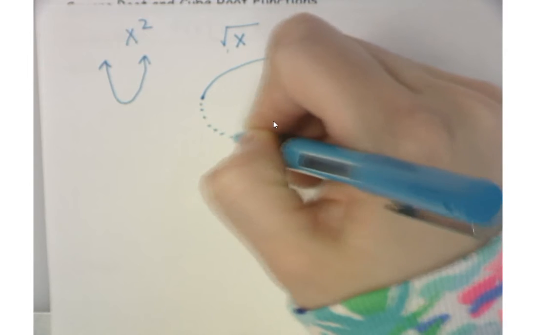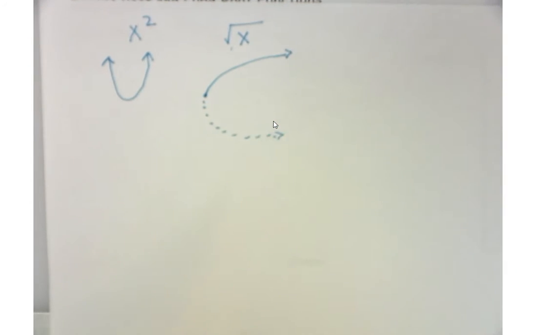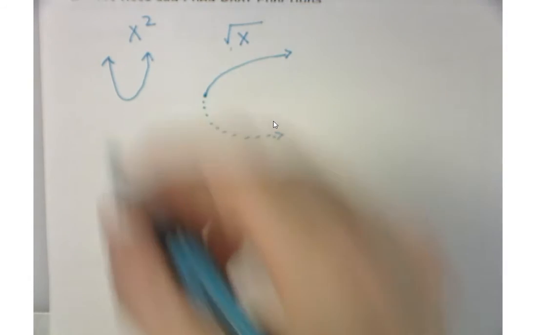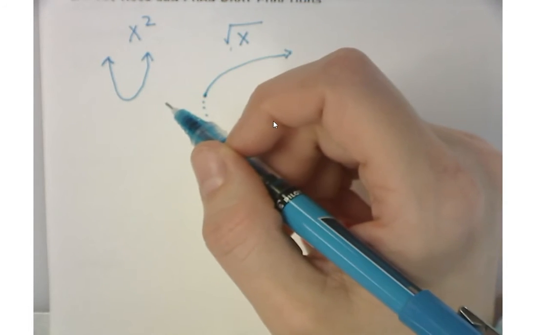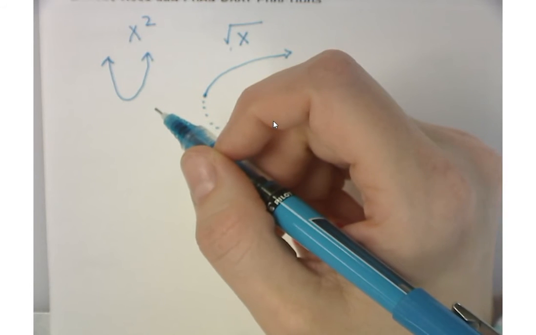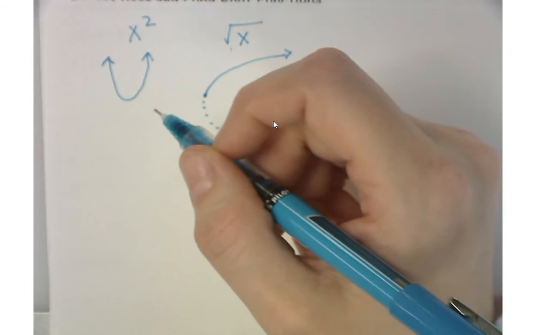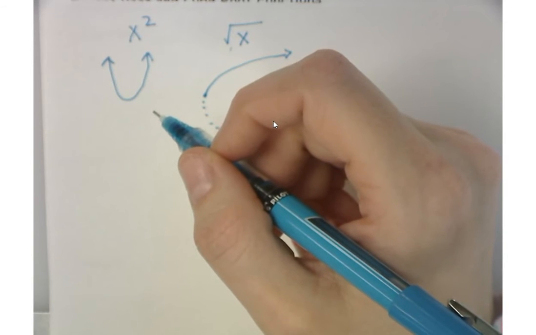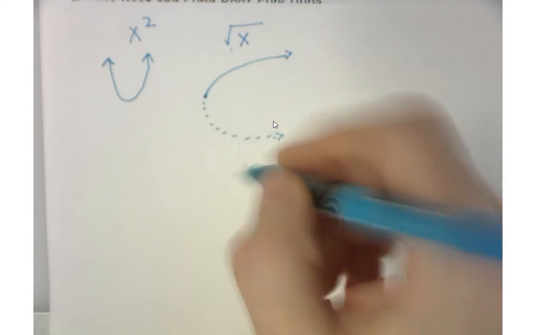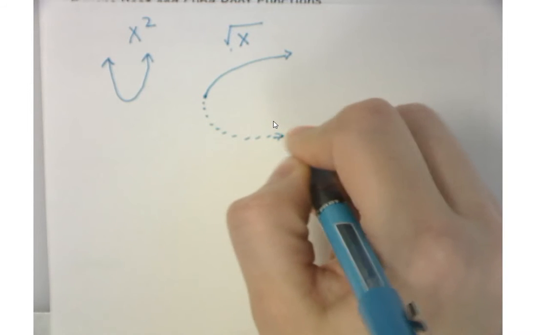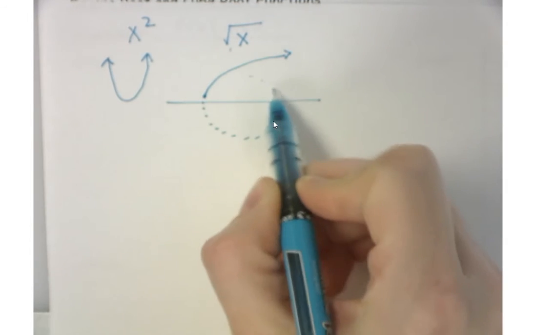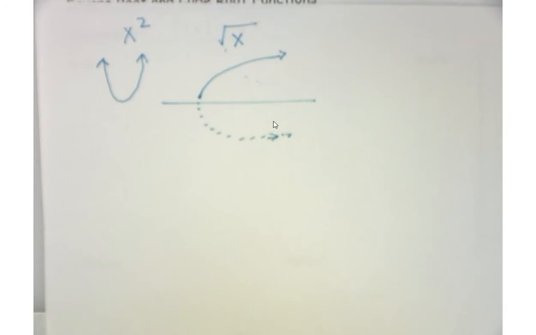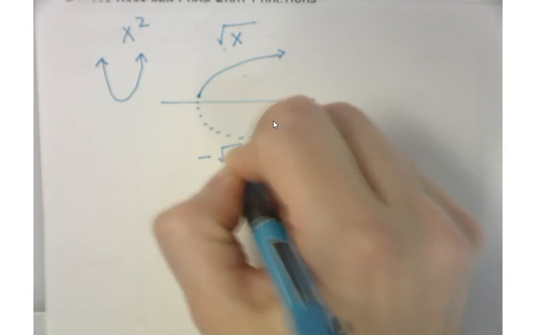Like if you turn it on its side, but why is it turned like that? What is the rule with all inverses? It reflects over the line y equals x. Remember with all the points, what happens? X and Y switch. So this part here, we don't see that. We just see this part because you can't take the square root of a negative. So this part here is technically the negative square root of x.